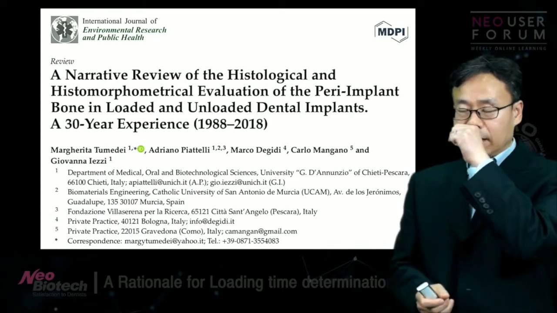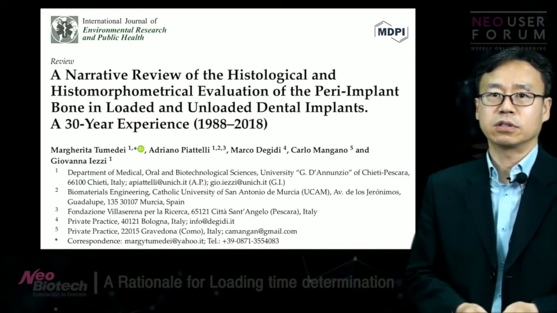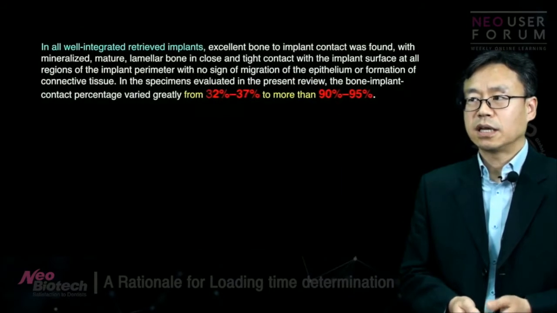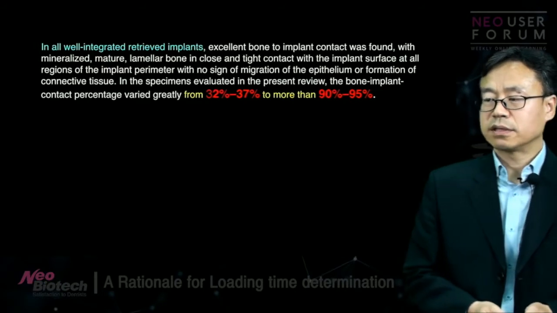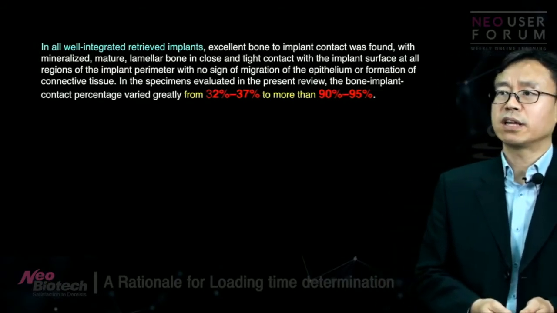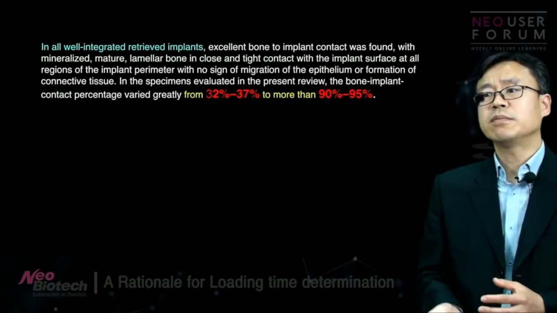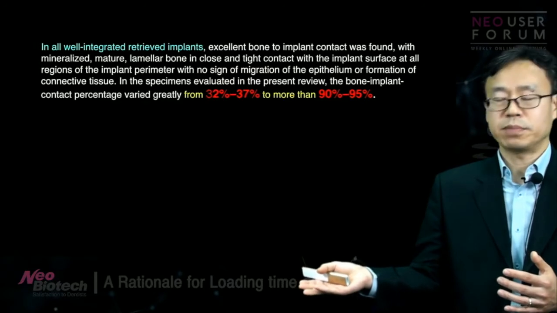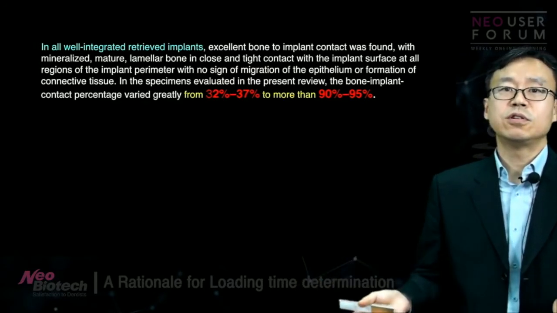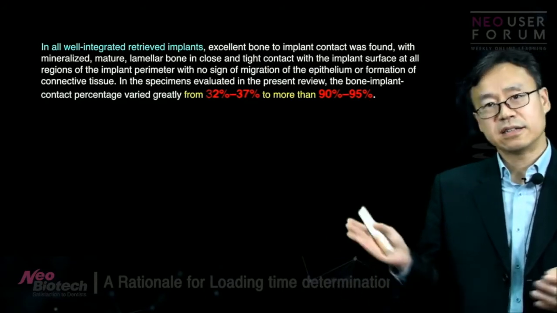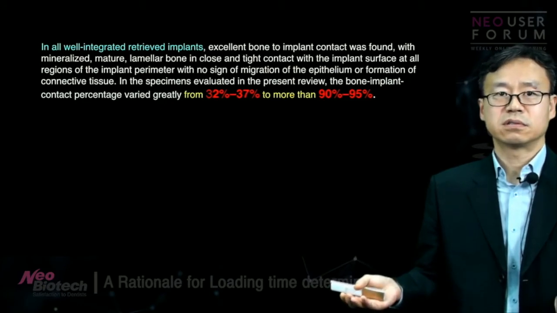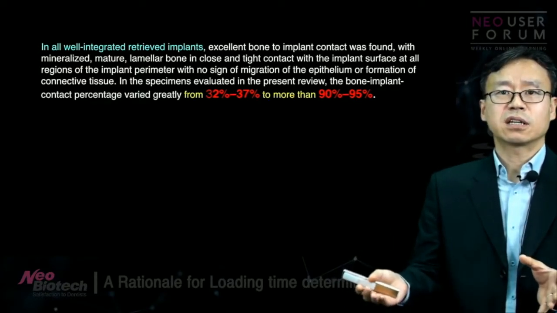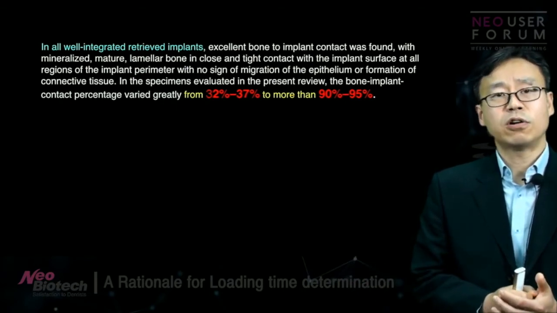I just found a very meaningful review article, just out in March. In that article, I noticed it says, in all well-integrated retrieved implants, the bone implant contact varied from about 30% to 95%. Well, this is a huge interval. 30% and 95%, there's a huge difference. Do you really believe we can load an implant with a BIC of only 30%? It's hard to believe, isn't it?